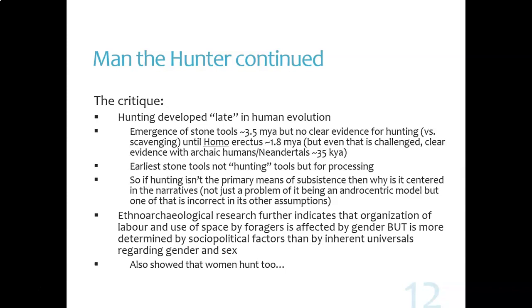So if hunting isn't the primary subsistence, why has it been centered in the narratives? The critique of this model is not only that it's androcentric, that it tends to focus on and emphasize male activities, or what were thought to be male activities, but also that it's incorrect in its other assumptions, particularly the importance of hunting as a subsistence activity. It's been argued that Neanderthals' reliance on meat in their diet might have led to their downfall, and that anatomically modern humans' ability to scavenge and gather from a wide range of food resources led to our success, right?